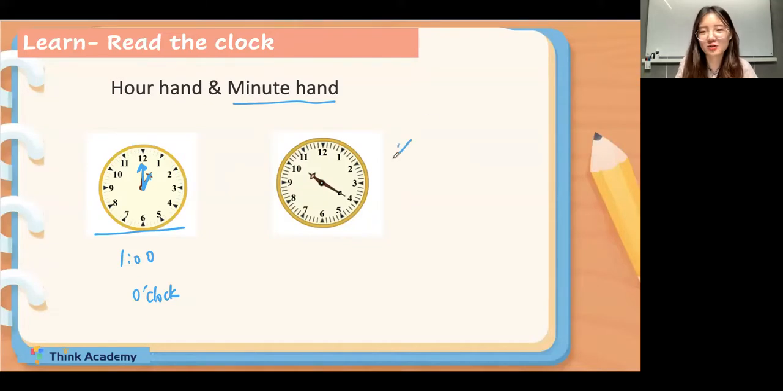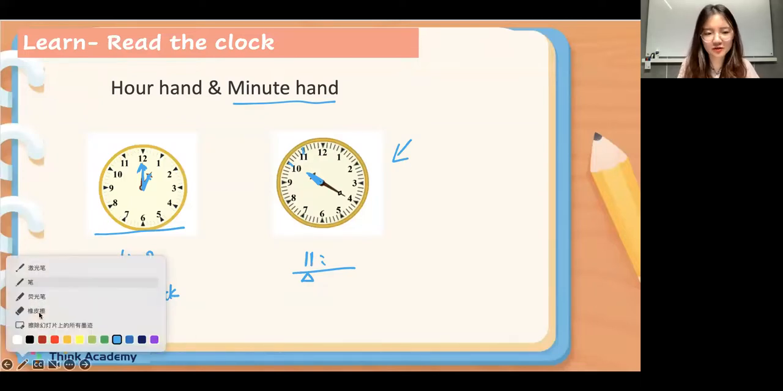Now let's go to this clock. Basically, we will pay attention to the hour hand, the shorter hand, first. So I have a question. I can see the hour hand is between 10 and 11. So for the hour, should I write 10 or 11 here? Can I write 11 here, because I think the hour hand is between 10 and 11? Can I write 11 here or 10? Which number? Can you type in the chat box?